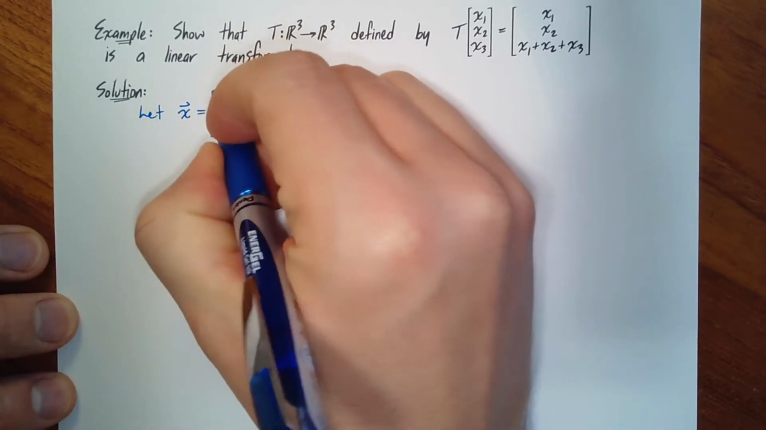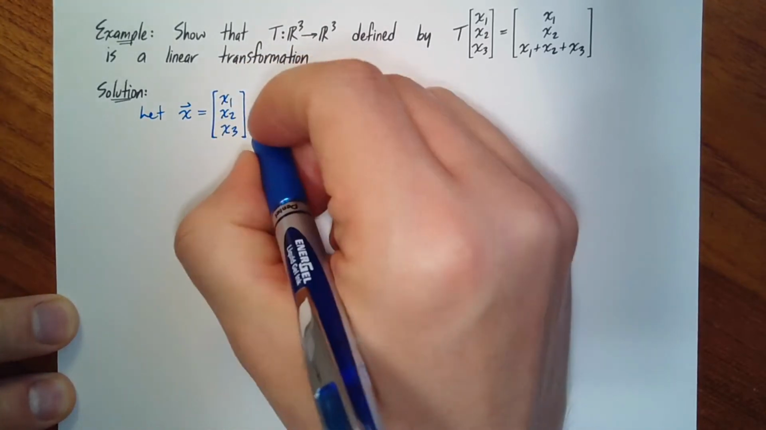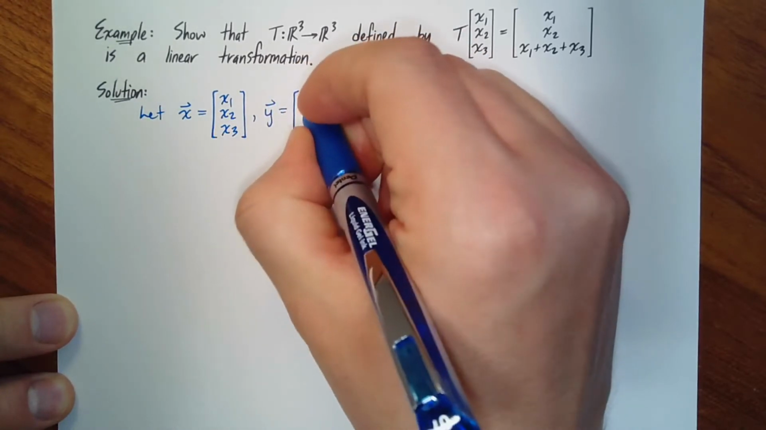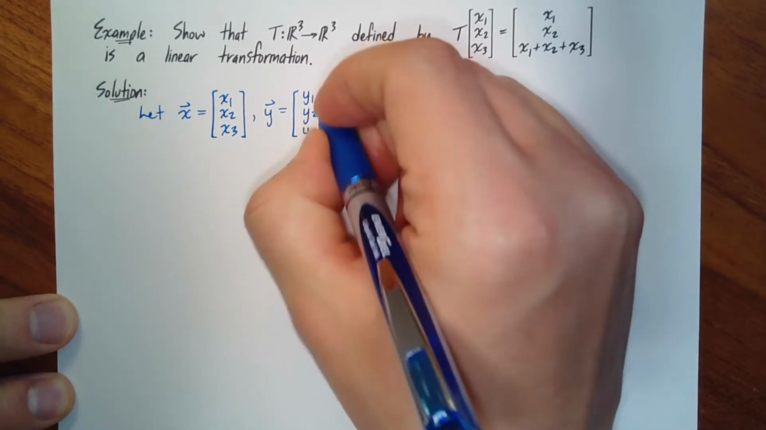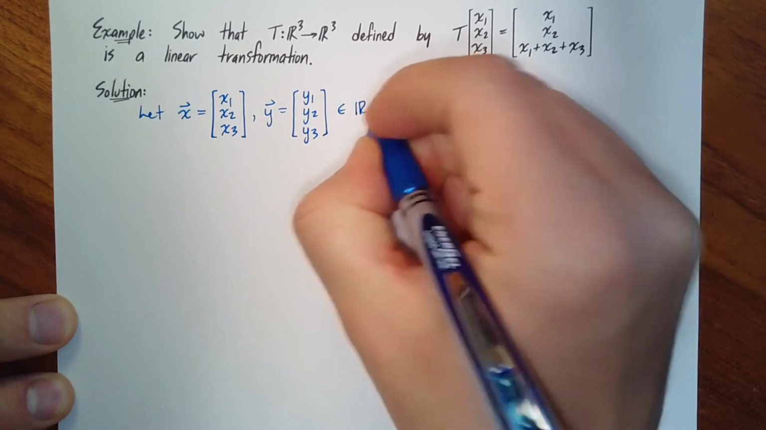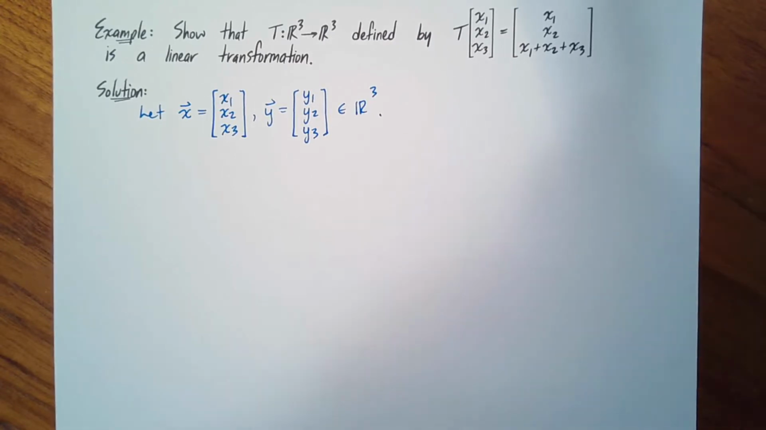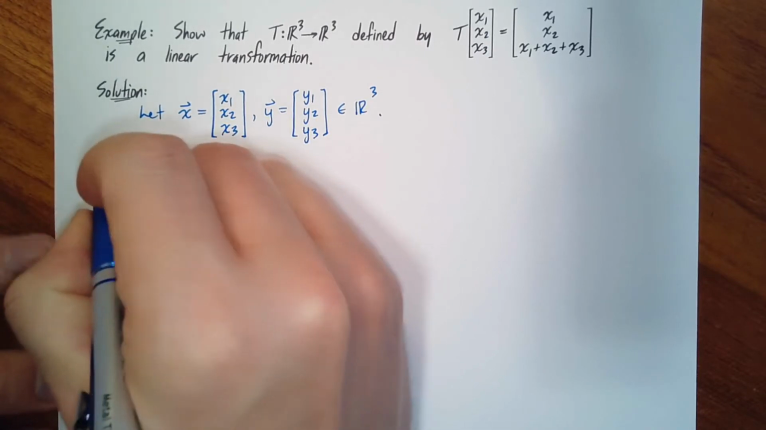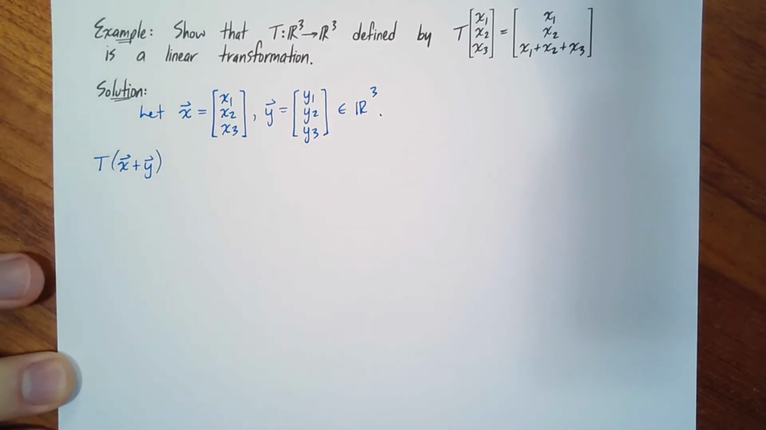So let's say x1, x2, x3 is the first vector, and the second vector is y, which will be written as y1, y2, and y3. So those are arbitrary vectors in R3. All right, well, let's work out t of x plus y and try to show that it's equal to t of x plus t of y. So let's start with t of x plus y.